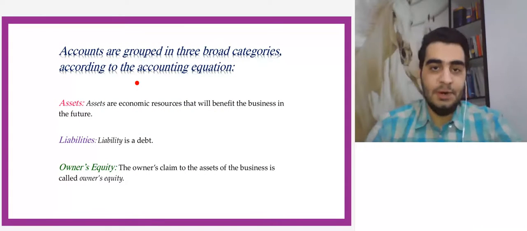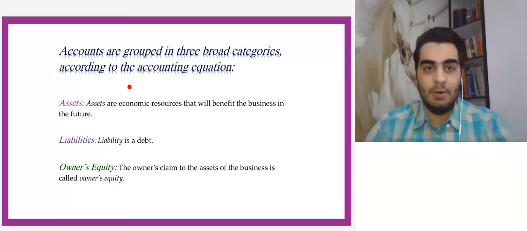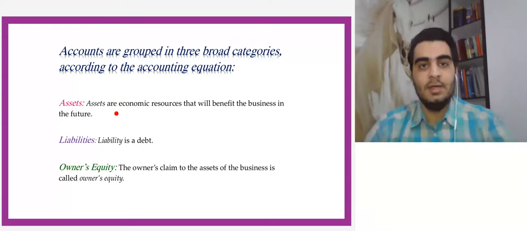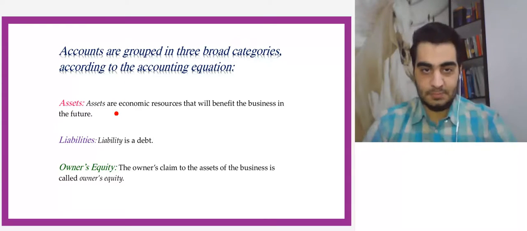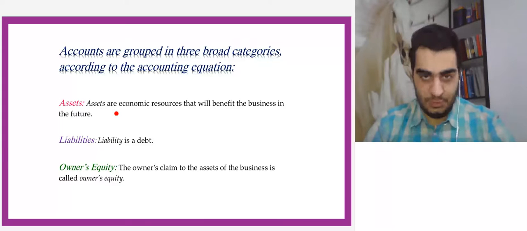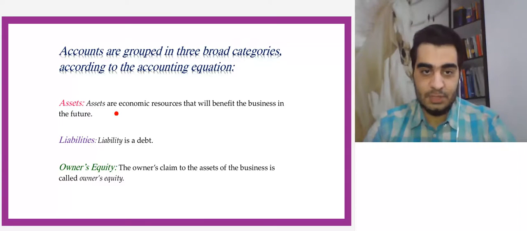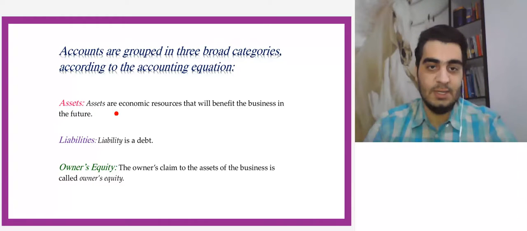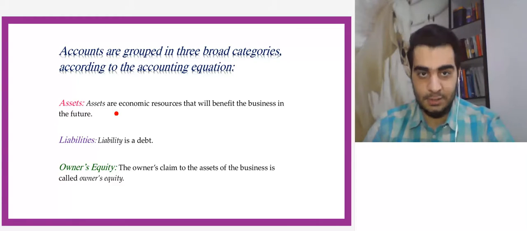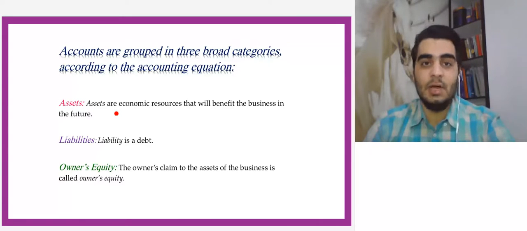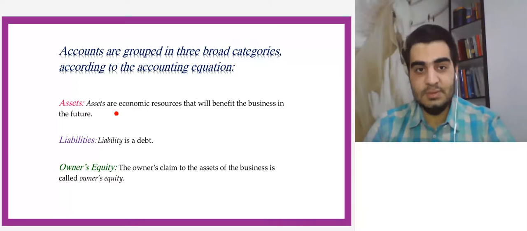And now, there are three main categories for our accounts, according to our accounting equation. The first one is asset. Assets are economic resources that will benefit the business in the future. Just like our cash accounts that I talked about a bit earlier, or maybe a car, a building, they are all our assets, they are belongings that will benefit us in the future.